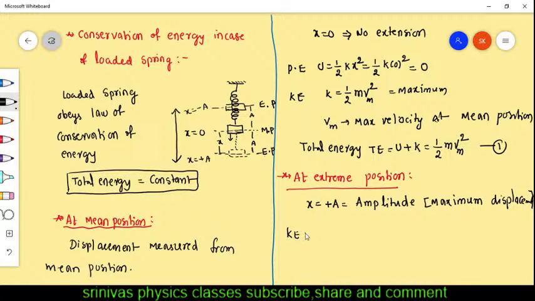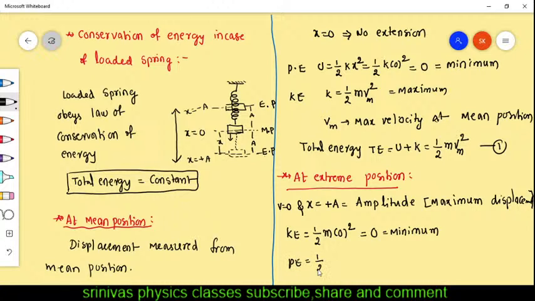The kinetic energy formula is half mv square. The velocity becomes zero here. At extreme position, velocity is zero and displacement is maximum. If you substitute zero velocity, the kinetic energy is zero, which means it is the minimum. At the mean position, potential energy is minimum and kinetic energy is maximum. But at extreme position, kinetic energy is minimum and potential energy is maximum.